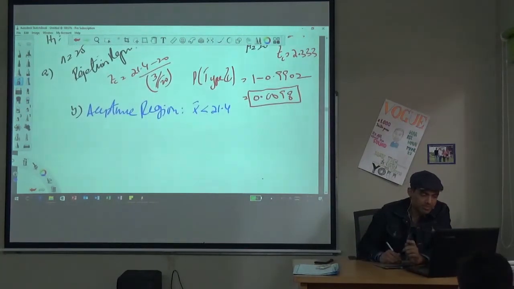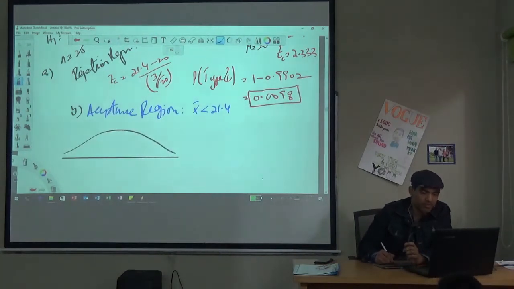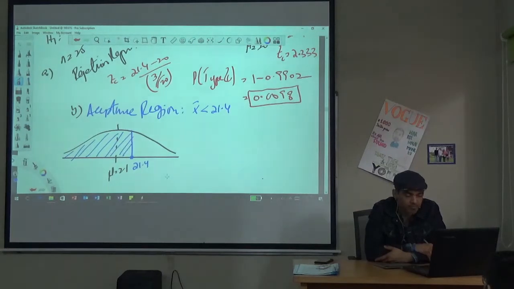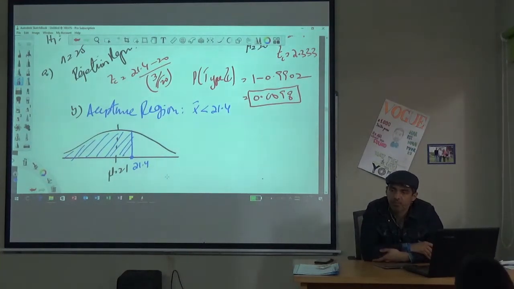So we're going to base this new acceptance region on the new value of the mean. The new value of the mean is stated as 21. So your acceptance region is basically from here somewhere to the left side, it starts at 21.4. This is the acceptance region, and the probability of this acceptance region is going to be your probability of type 2 error.